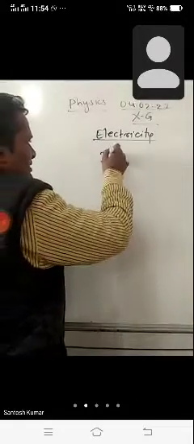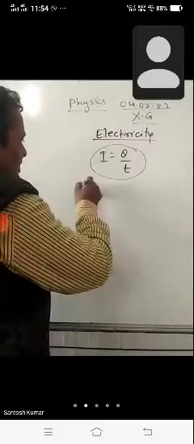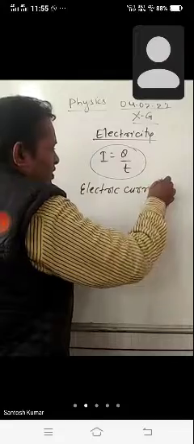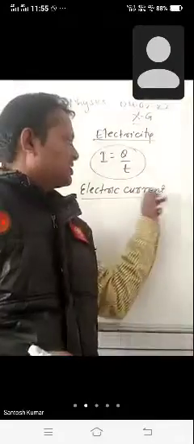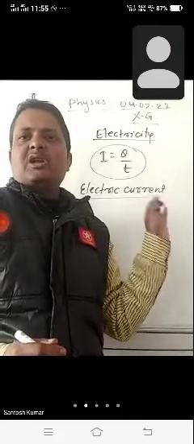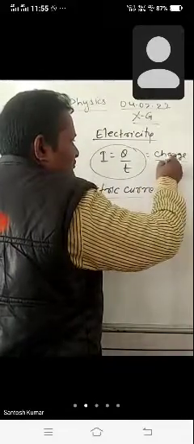Let's see. Electricity, mainly the formula starts with this: I = Q/t. Current. Electricity means simply electric current. See, you need to know about this term. This contains the whole chapter: all the characteristics, variation, value, formula, SI unit, and its effect. So electric current is equal to charge divided by time.